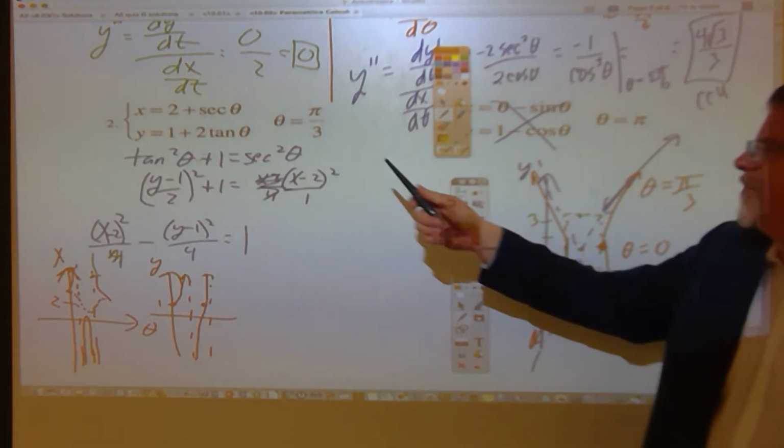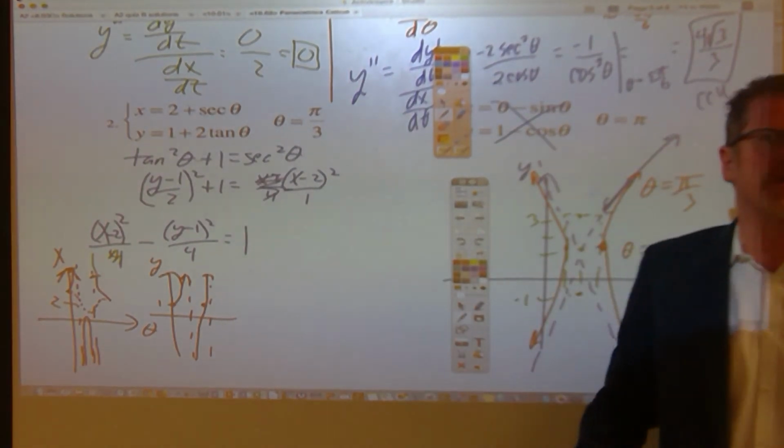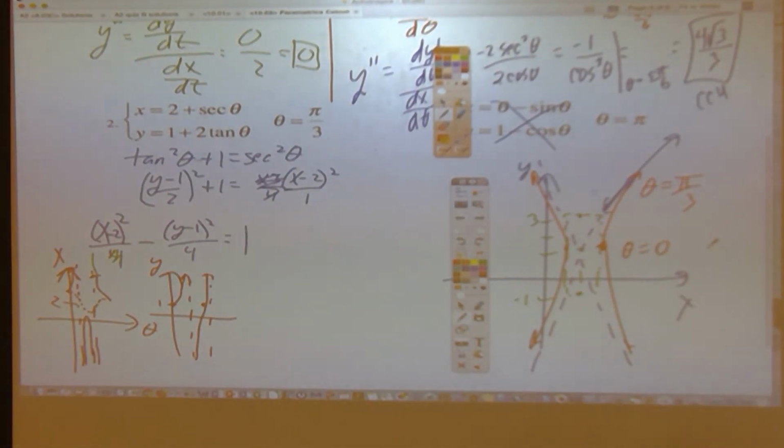Go ahead and evaluate the first derivative at theta equals pi over 3. Go ahead and do the calculus on that, see what you get.